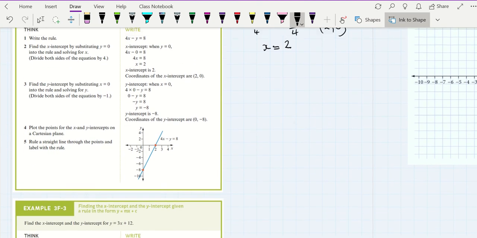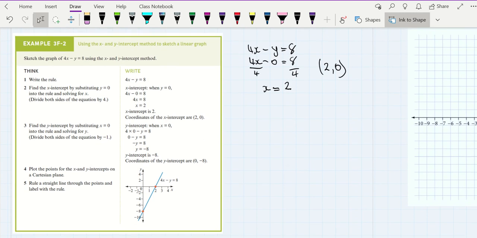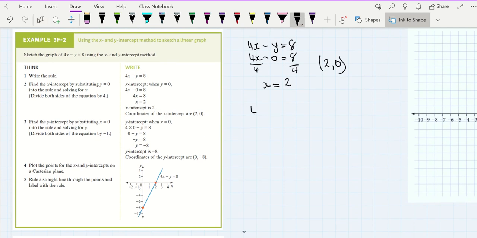What do we need to now know? The y-intercept. So in this case, we've got 4, and instead of saying x, we're going to say 0. Take, and what was our original equation? 4x take y equals 8.